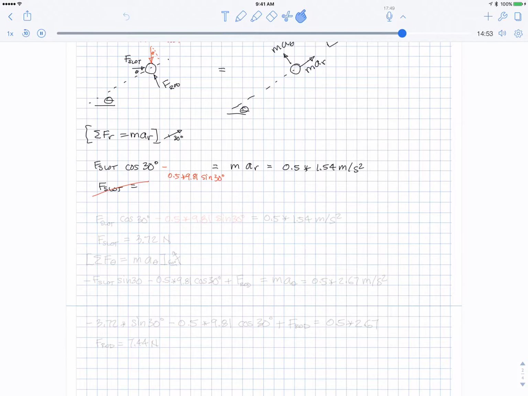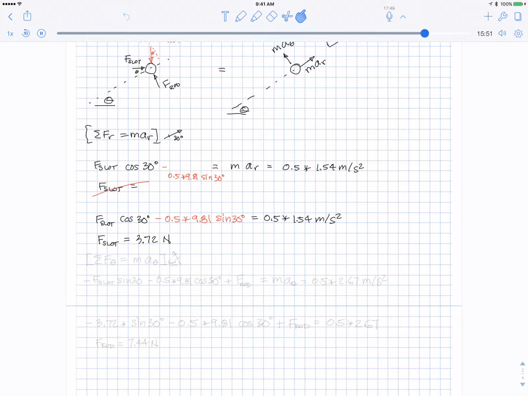Let me write that all out corrected for you. It is F of the slot cos 30 degrees, and the part I missed because I didn't see that this was not horizontal but vertical, so there's weight, minus 0.5 times 9.81 sine 30 degrees. So that's what I'm missing. I'm glad I checked before I continued on. Equals 0.5 times 1.54 meters per second squared. That will significantly change it. And so now the force in the slot is 3.72 newtons, which is correct.